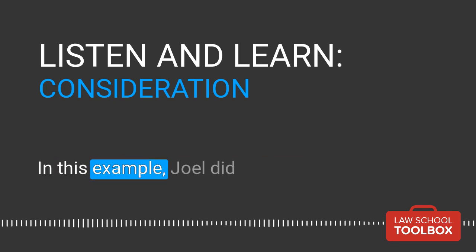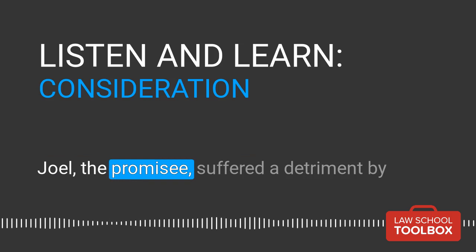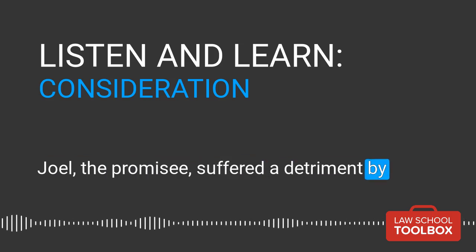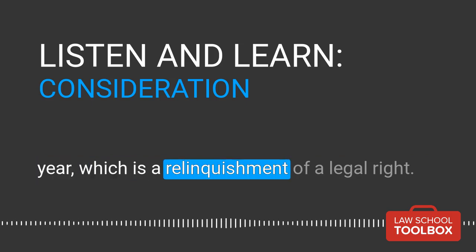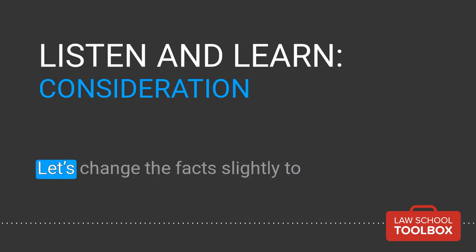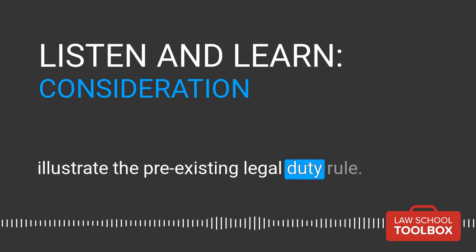In this example, Joel did provide valid consideration. Joel, the promisee, suffered a detriment by forgoing drinking alcohol for the remainder of the year, which is a relinquishment of a legal right. Let's change the facts slightly to illustrate the pre-existing legal duty rule.